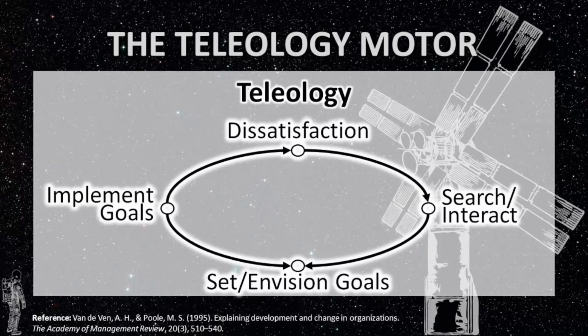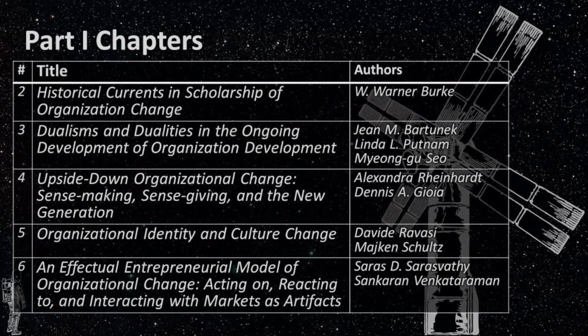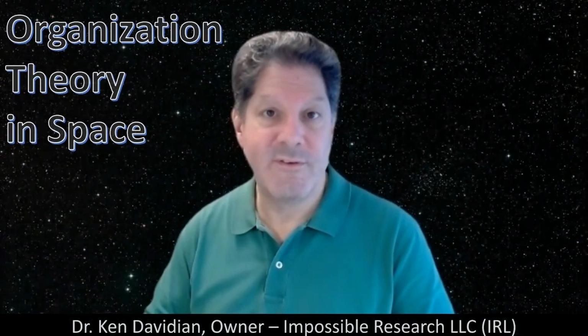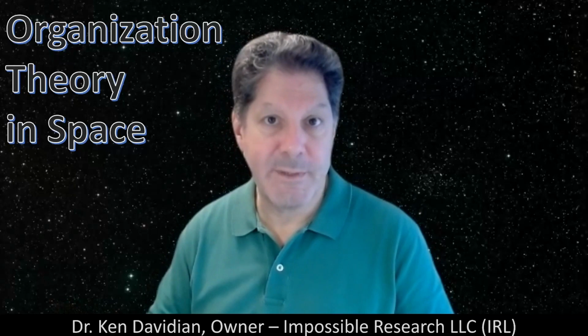This first part of the handbook covers 5 chapters, and we'll do a deep dive into each one in Season 2 of OT in Space, but for now, we'll just recap each of the chapters in a sentence or two. Chapter 2 is entitled Historical Currents in Scholarship of Organizational Change. Here I just call it Historical Academic Currents.